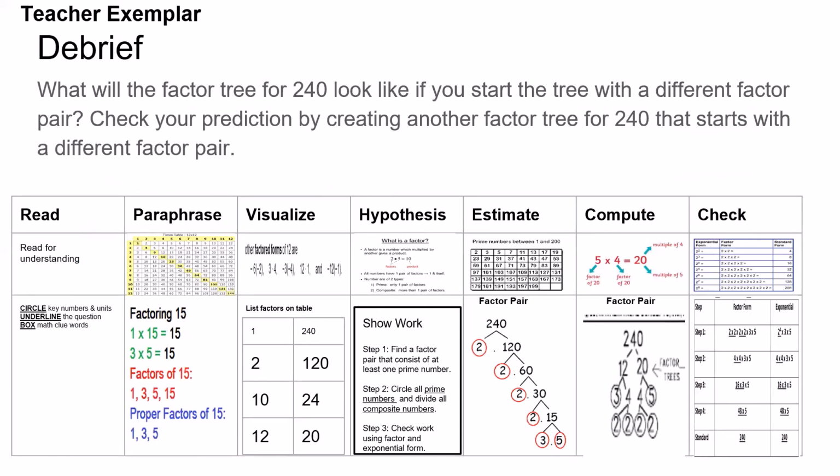Hey guys, when you finish up, your work should look like this. You should have a list table. You should have listed your factors on the table. You should have written down your steps, step 1, step 2, step 3, and you should have solved this using 2 different factor pairs, as well as writing the answer in factor form and exponential form and solving it back down to standard form.